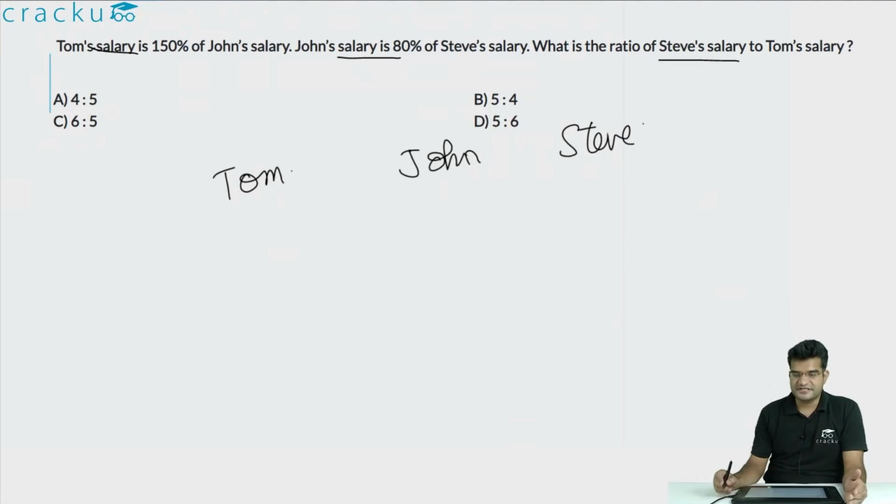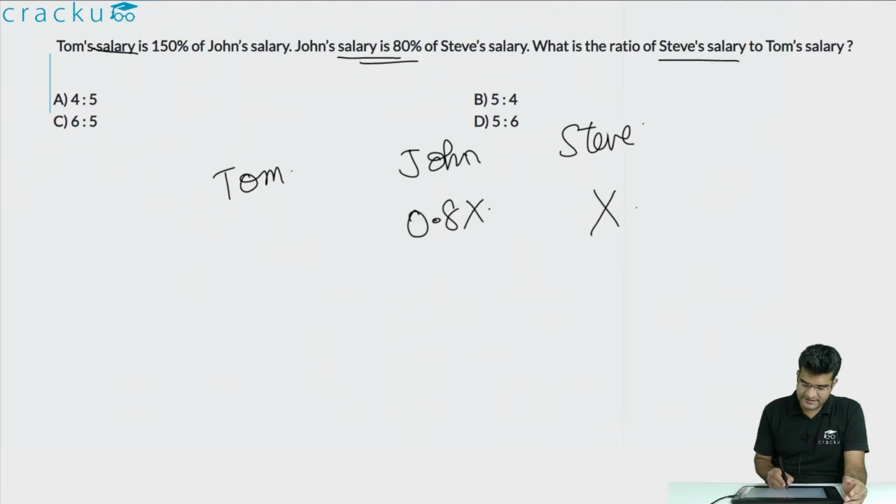Let us assume that Steve's salary is x. John's salary is 80% of Steve's salary, so John's salary will be 0.8x. Tom's salary is 150% of John's salary, so Tom's salary will be 1.5 into 0.8x. If you simplify this, this will be equal to 1.2x.